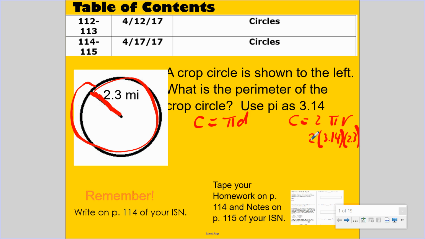If I multiply two groups of 3.14, that would be 6.28. Then I multiply by 2.3. 3 times 8 is 24, carry the 2. 3 times 2 is 6 plus 2 is 8. 3 times 6 is 18. Don't forget the placeholder. 2 times 8 is 16, carry the 1. 2 times 2 is 4 plus 1 is 5. 2 times 6 is 12.